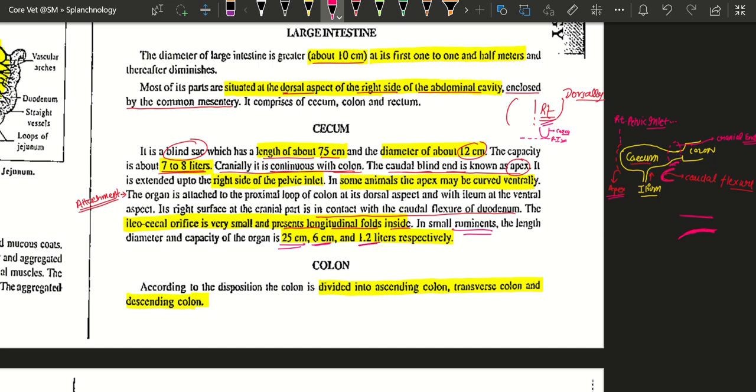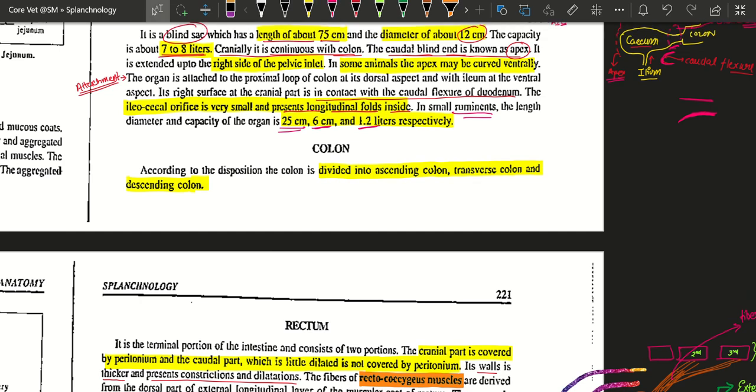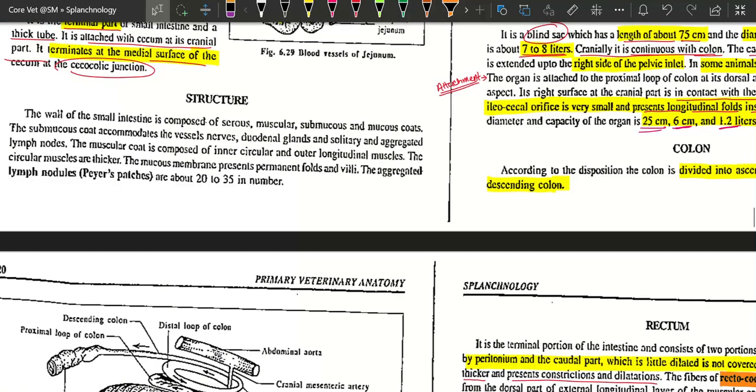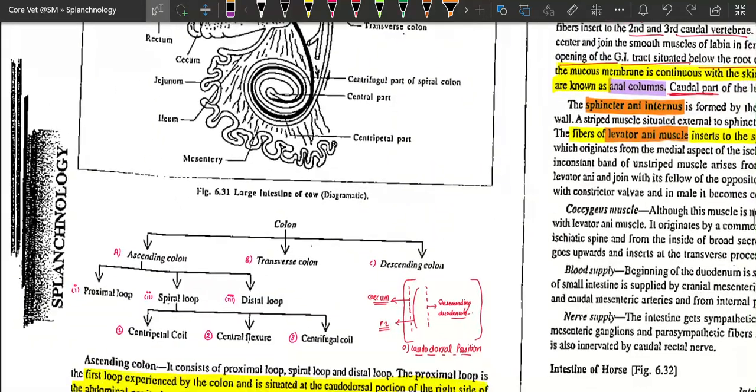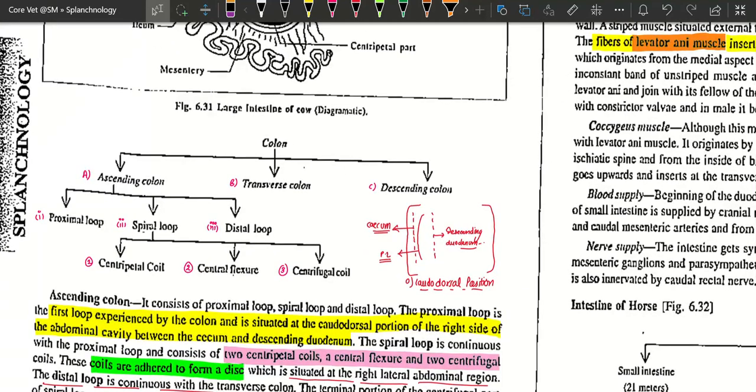Now coming on to the next part, which is the colon, right? The colon is further divided into three segments. Okay, the ascending, the transverse, and the descending colon, right? The ascending colon is further divided into three regions, which are the proximal loop, the spiral loop, and the distal loop. The spiral loop is further divided into three parts, which are the centripetal coil, the caudal flexure.